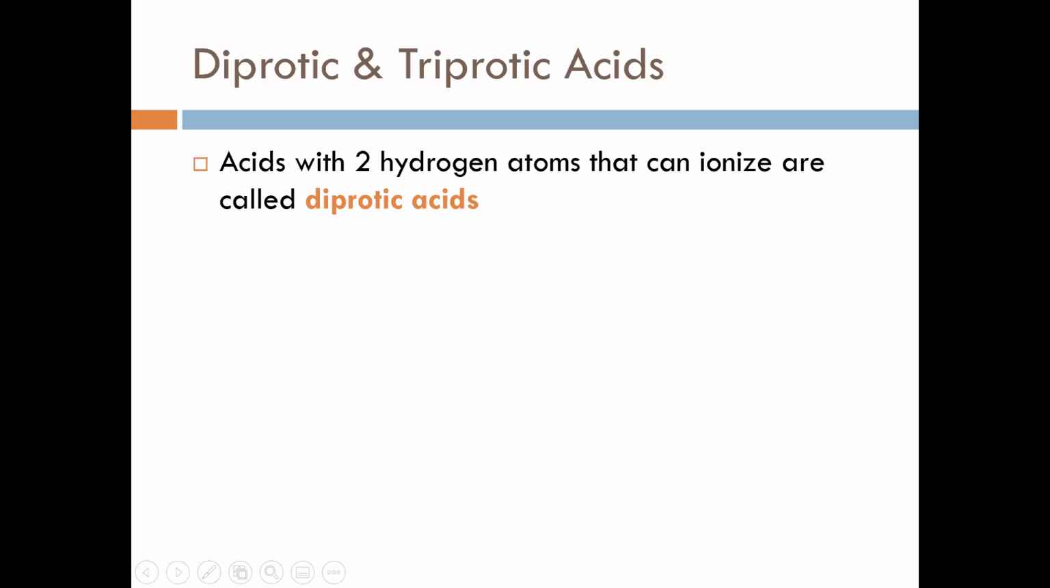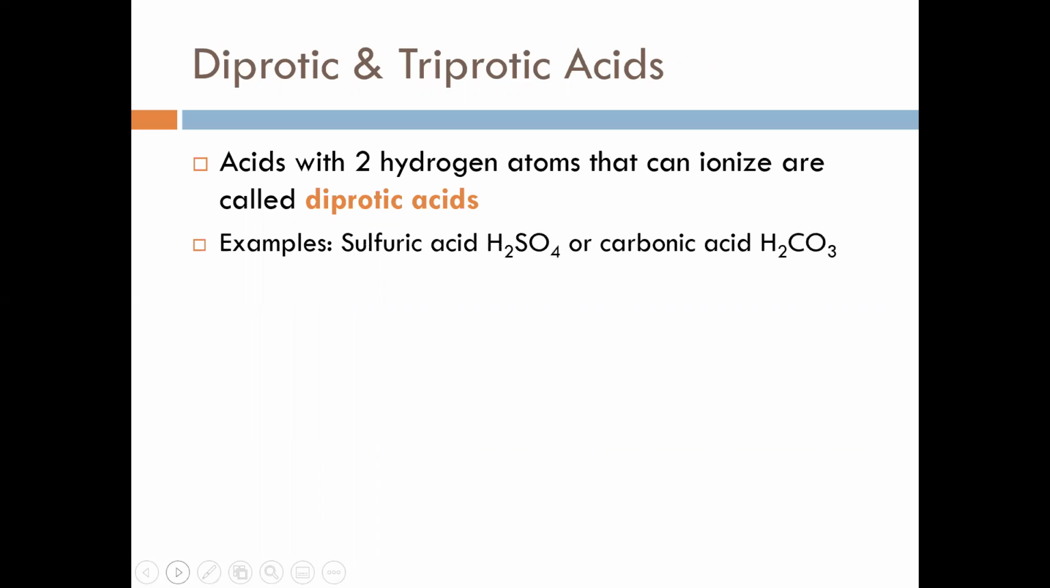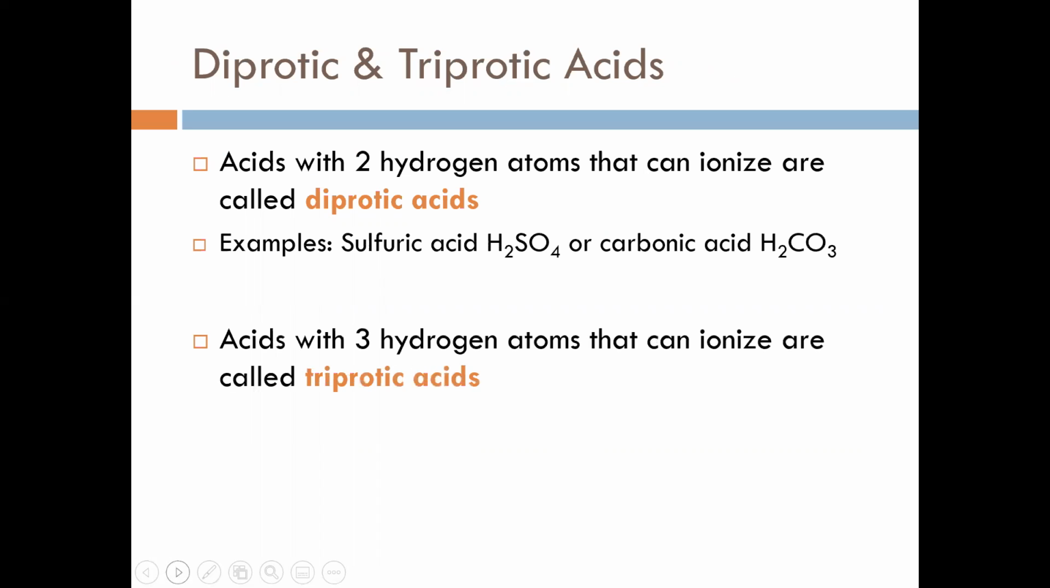Acids with 2 hydrogen ions are diprotic acids. They can ionize into your 2 hydrogen ions. Or tri would be 3 hydrogen ions. So 2 hydrogen ions would be like sulfuric acid or carbonic acid. So there are 2 H's in those compounds. And if it's a triprotic acid, there are 3 hydrogens, like phosphoric acid.